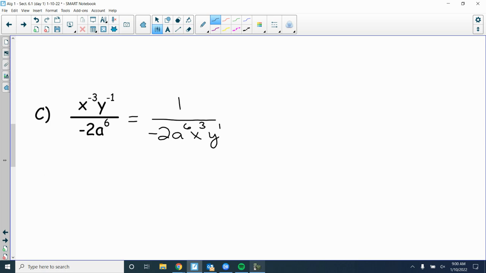All right, I'm going to give you one to try on your own. Just do it right there beside it, or on the bottom. All right, see what you come up with. 3x to the negative 2nd, y cubed over z to the negative 4th.